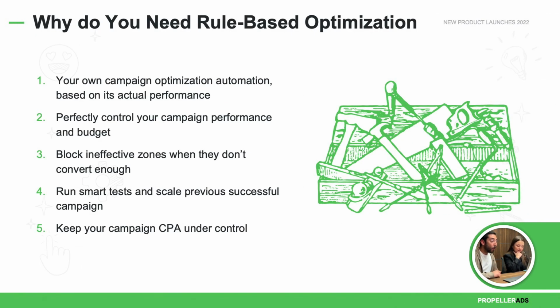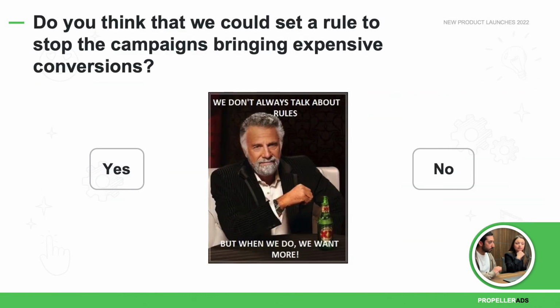All right. Why do you need rule-based optimization? Your own campaign optimization. You are the master of your campaign. Get full control of it. Perfectly control your campaign performance and budgets. Block ineffective zones if they don't convert, but at the same time, obviously, increase the ones that are working well, etc. Run smart tests and scale previous successful campaigns, guys. And obviously keep your campaign CPA under control. And we can move on.